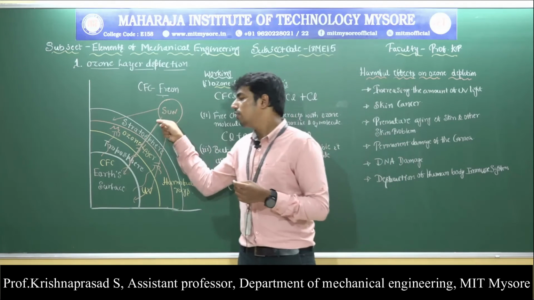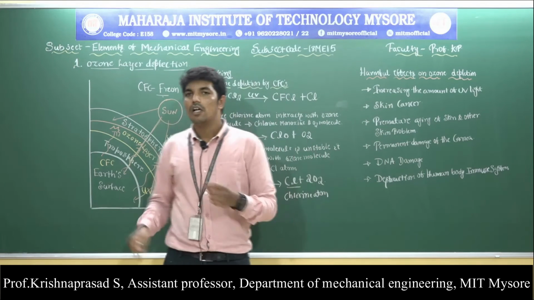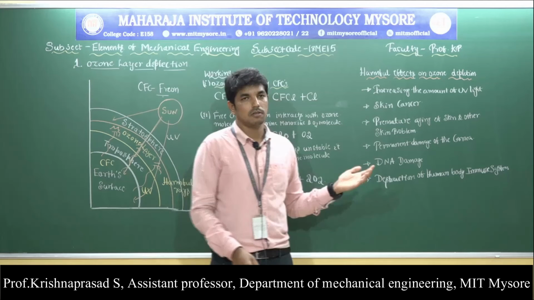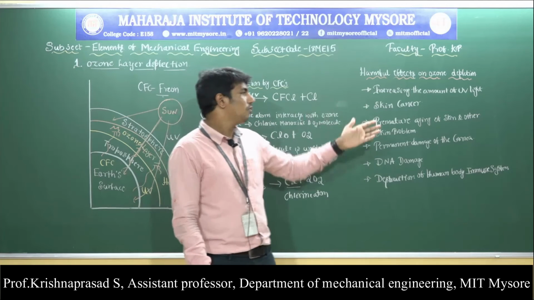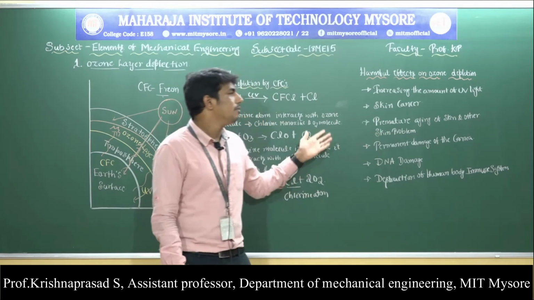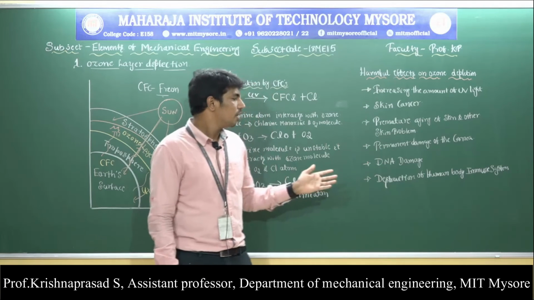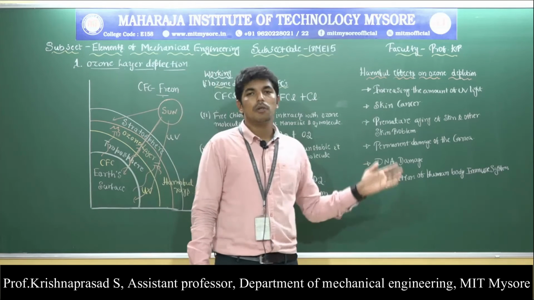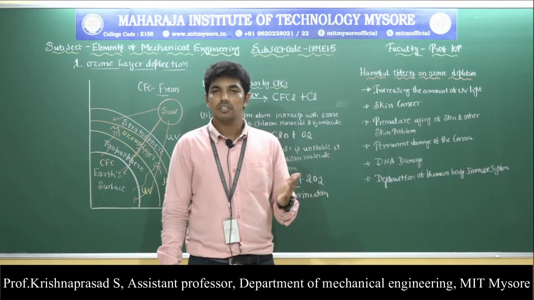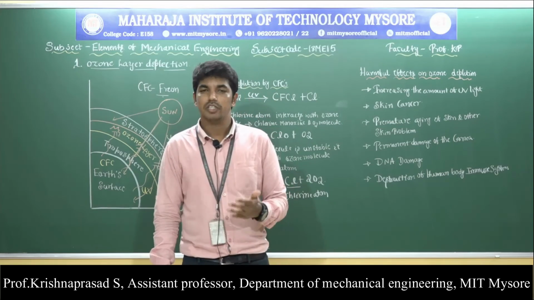Then harmful UV radiations enter the Earth's surface and cause problems. That is the increasing amount of UV light, skin cancer, premature aging of the skin, permanent damage of the cornea, DNA damage, as well as destruction of the human immune system. This is regarding ozone layer depletion.